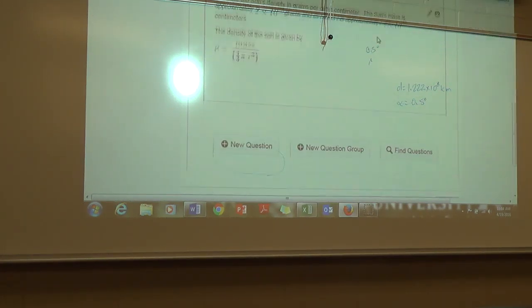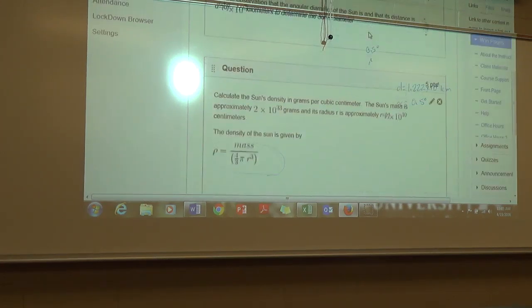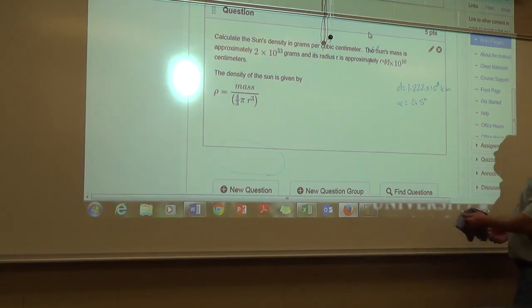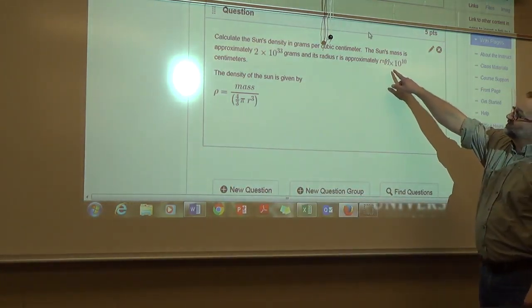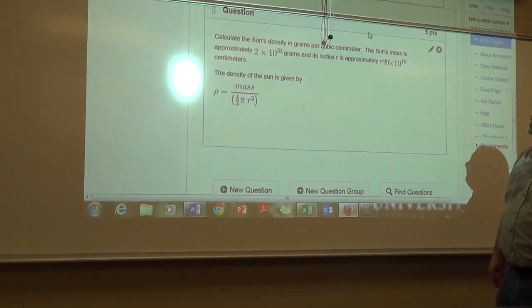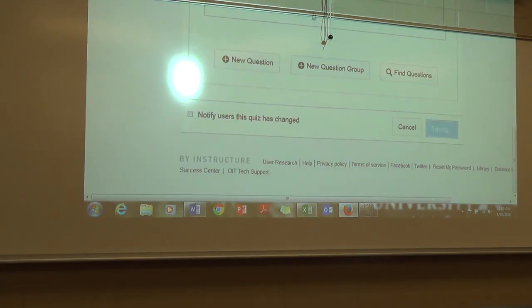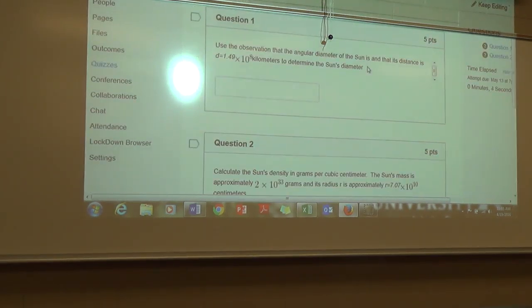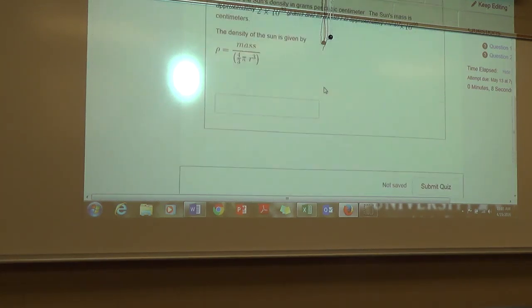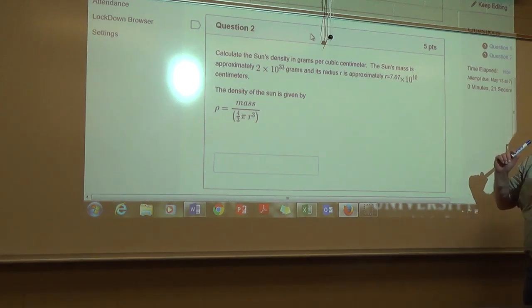Let's look at the next question. Calculate the sun's density in grams per cubic centimeter. The sun's mass is approximately 2 times 10 to the 33 grams, and its radius is approximately 7.07 times 10 to the 10th centimeters. So what is the density of the sun?